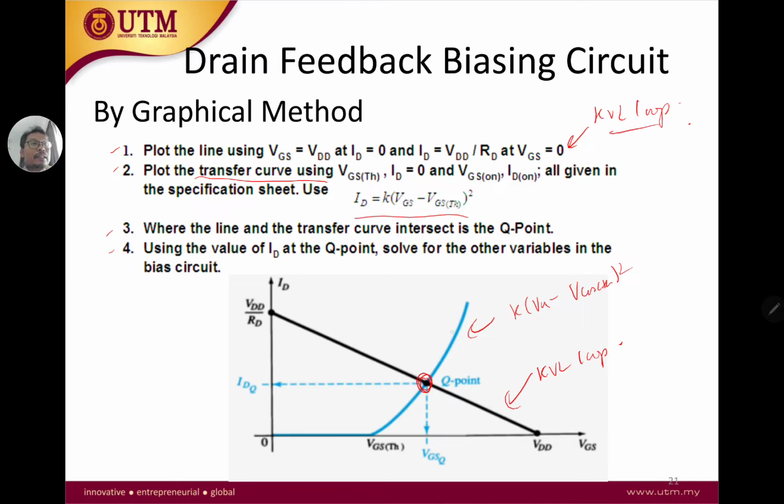Where the lines intersect between these two equations is going to be our Q point, and from the Q point we can find IDQ and VGSQ, and then from IDQ we can also get your VDSQ. Depending on the circuit configuration, using your IDQ or VGSQ, you can get your VDSQ. So using the value of ID at the Q point, solve for other variables in the biasing circuit.